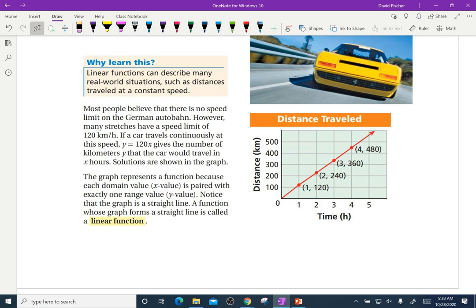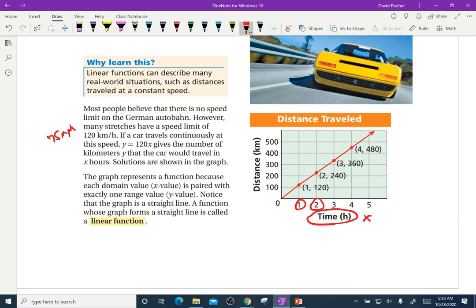Most people believe there's no speed limit in Germany on the German Autobahn. However, many stretches have a speed limit of 120 kilometers per hour. I looked that up. That's about 75 miles per hour in our terms, because I was curious how fast that was. And so they said, well, here's our equation for the Autobahn: 120 times x. Notice that here on x we have time. So that's my x-axis. And so as I'm looking over here in hours, I have 1 hour, they plugged it in, I'm going 120 miles.